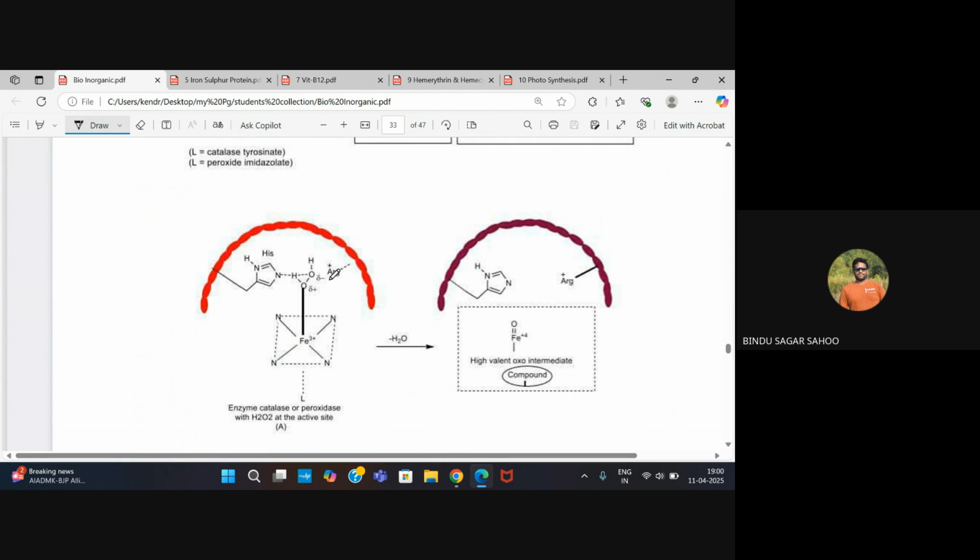You can see the mechanism. Fe3 plus in porphyrin ring. It makes an attachment initially with hydrogen peroxide, HOOH, and one of the hydrogen atoms makes a coordination with the nitrogen atom of the histidine residue, and in the next step it will get converted to Fe4O, like that.